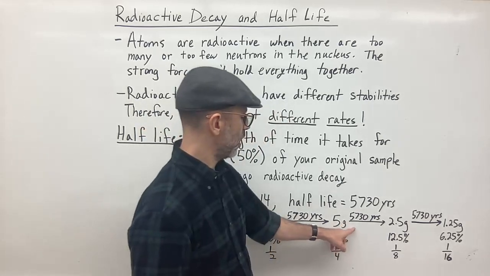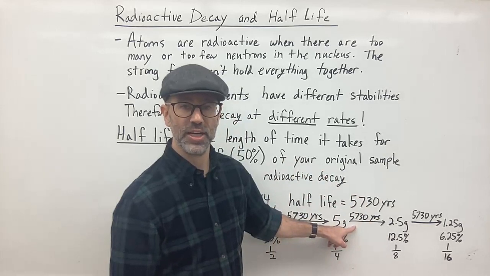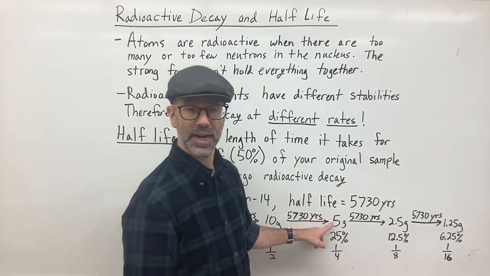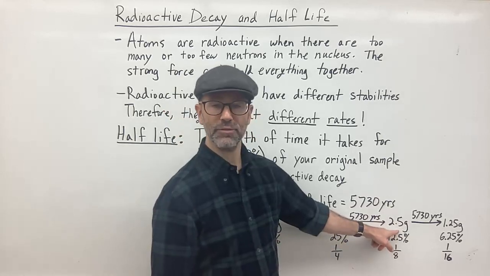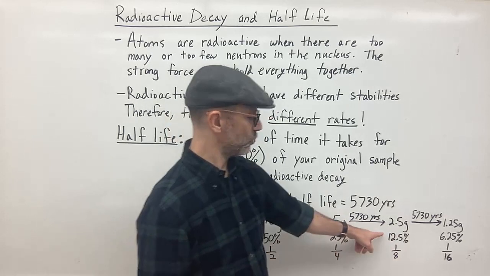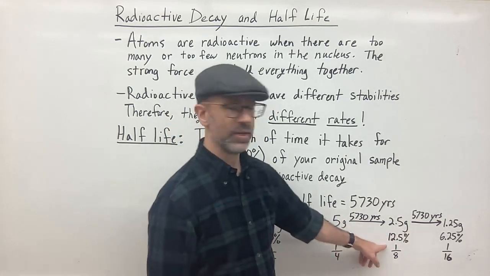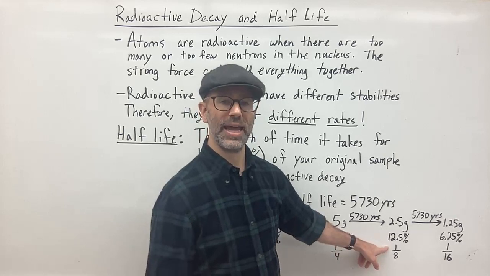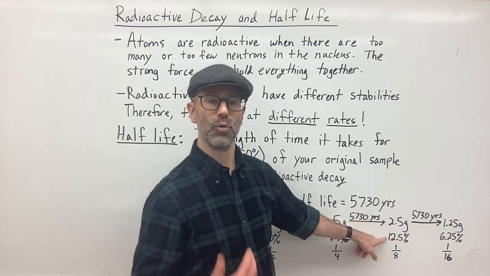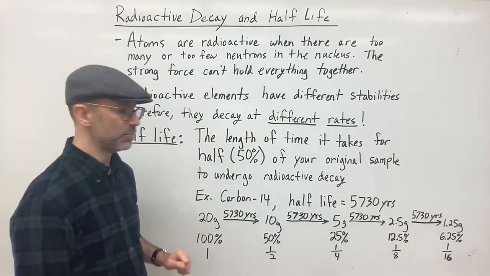If I undergo another half-life, so another 5,730 years go by from this point, my 5 grams that I have here becomes 2.5. It divided in half again. So my 25% becomes 12.5% left, and my 1/4 becomes 1/8 left. So I have 1/8 or 12.5% left of my original sample that I started back here, 20 grams.